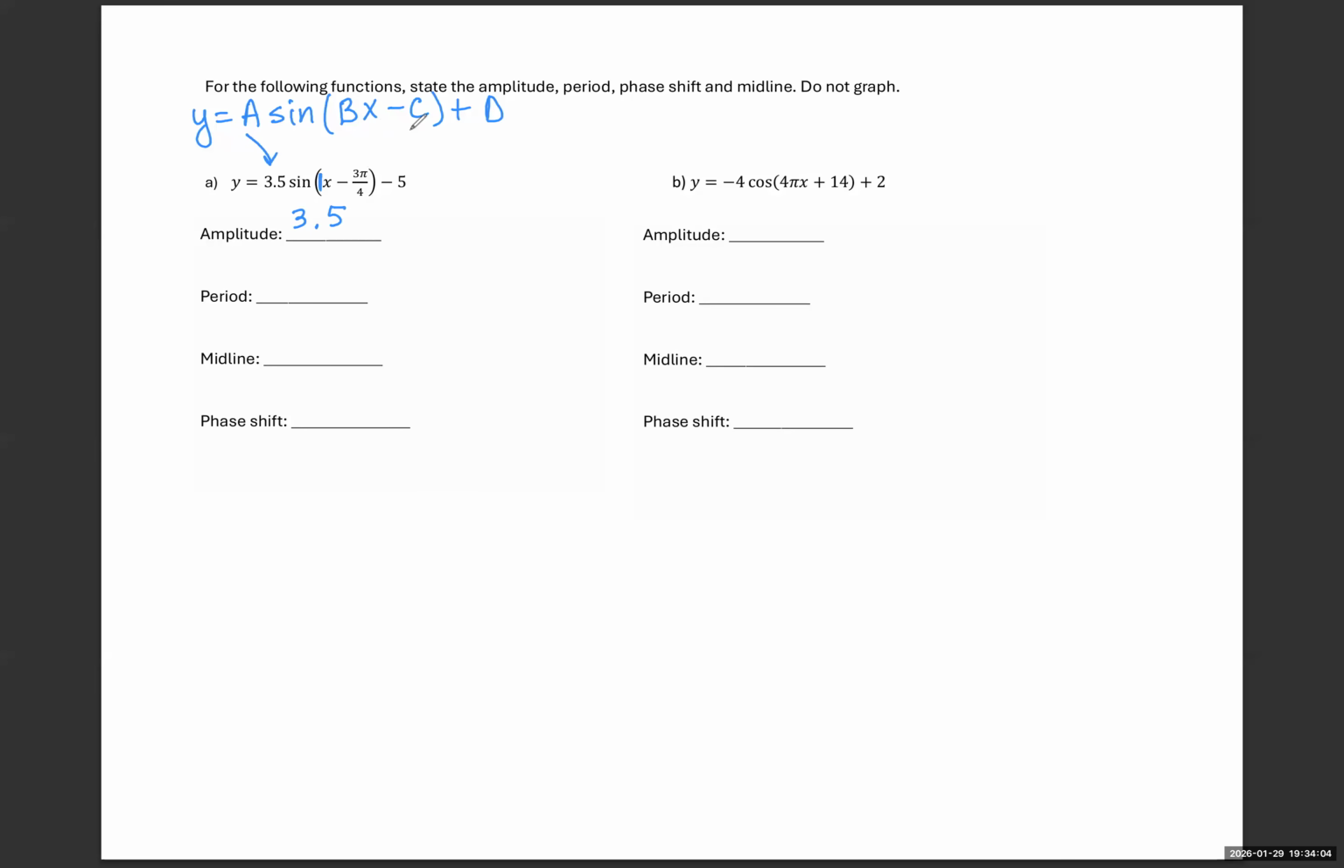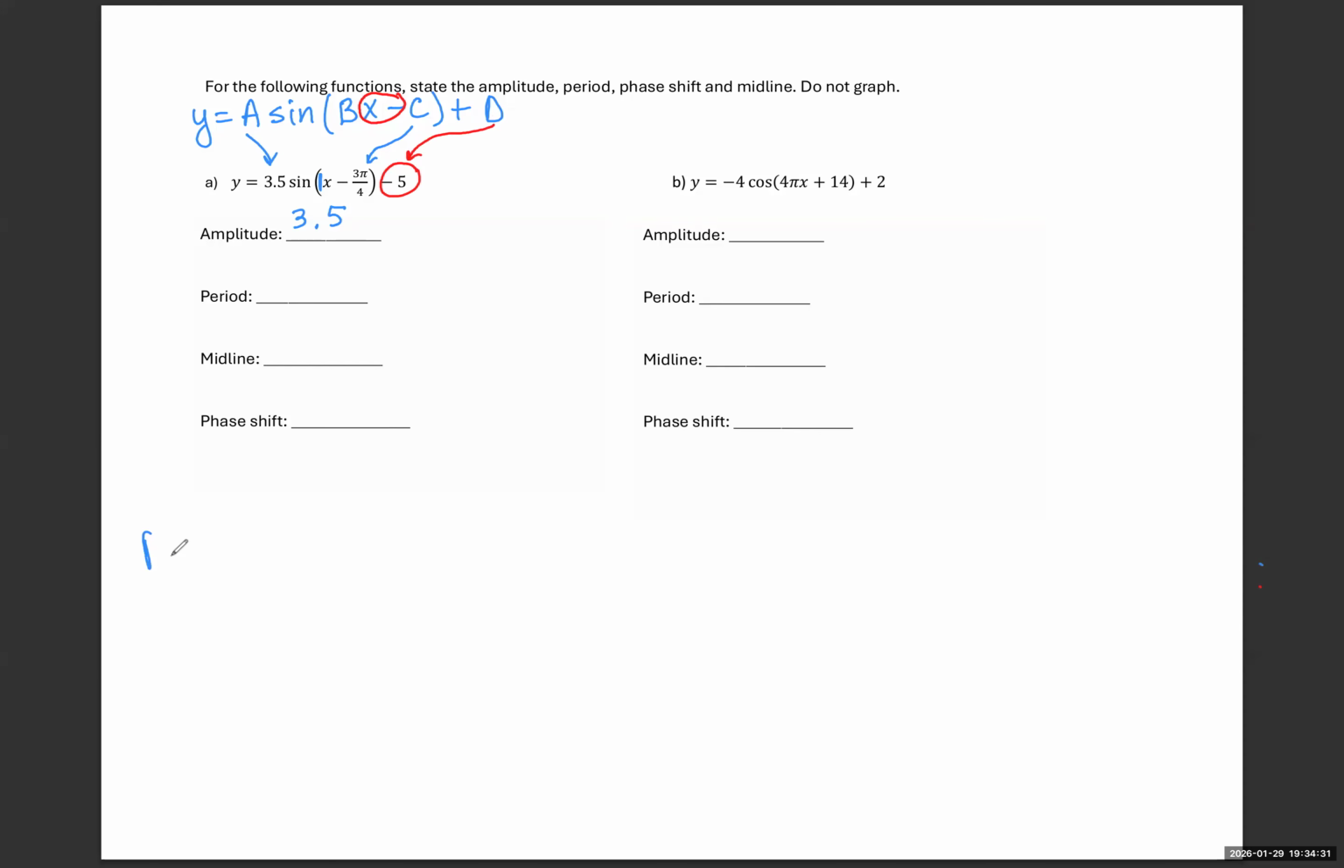c is this number right here. The minus sign goes with the formula or with the x, so that you don't have to use it when you're doing the value of c. And then d is this number right here, and it is with a negative sign. So now that we know that, let's go ahead and put it all together.